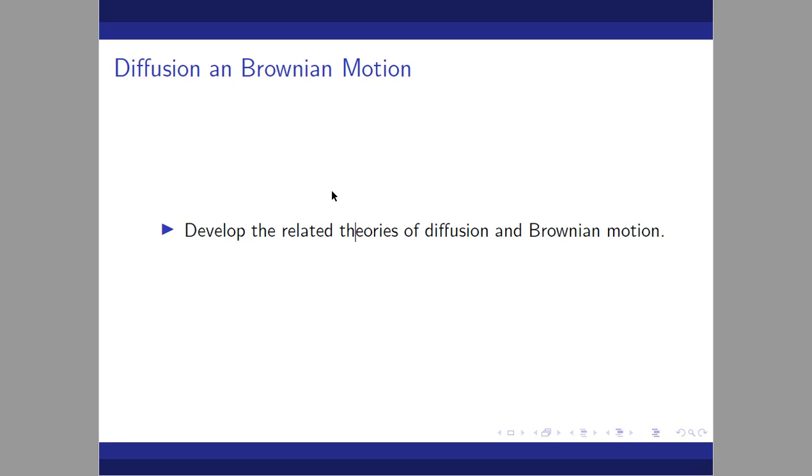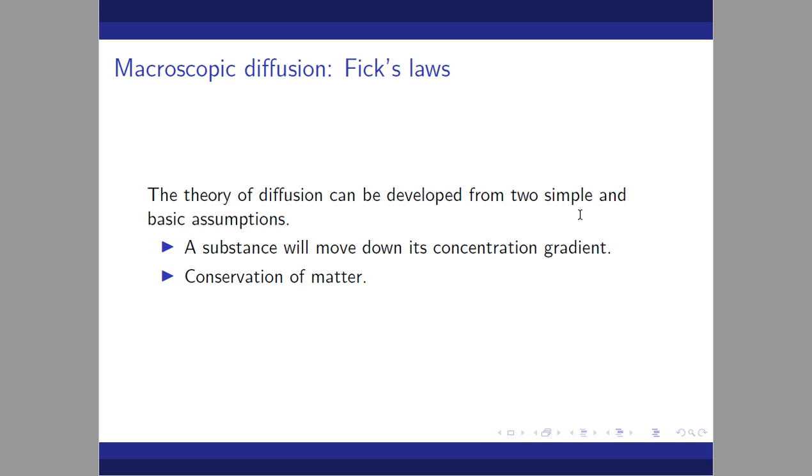Okay, so we continue with chapter number 6, diffusion. We want to know how a protein or a virus or whatever molecule moving in our blood diffuses, or how fast it moves from one point to another point. So we want to develop the theory of diffusion and Brownian motion. We start with Fick's law.